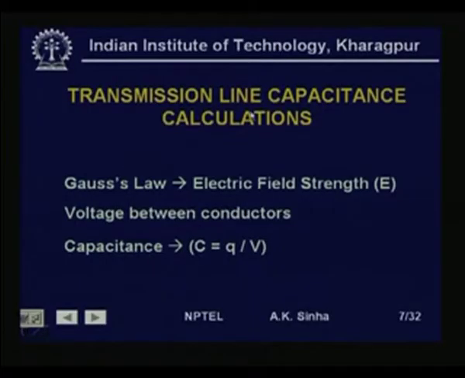Now, for calculating the transmission line capacitance, we first have to use Gauss's law to calculate the electric field strength. Once we have calculated the electric field strength, we find out the voltage between the conductors, and then we find out the capacitance by the relationship C is equal to Q by V. So, we will start with Gauss's law and calculation of electric field strength.